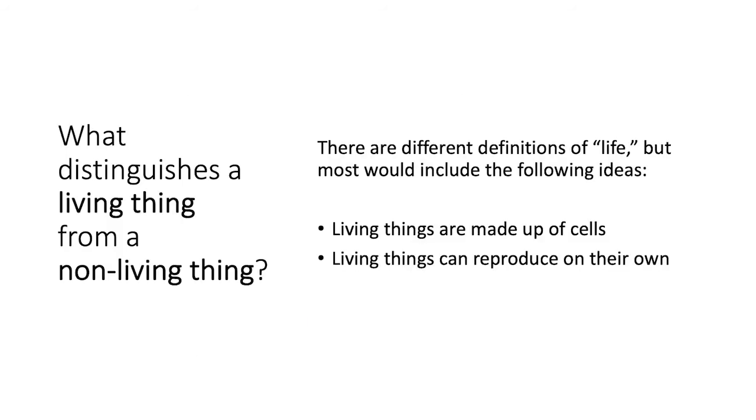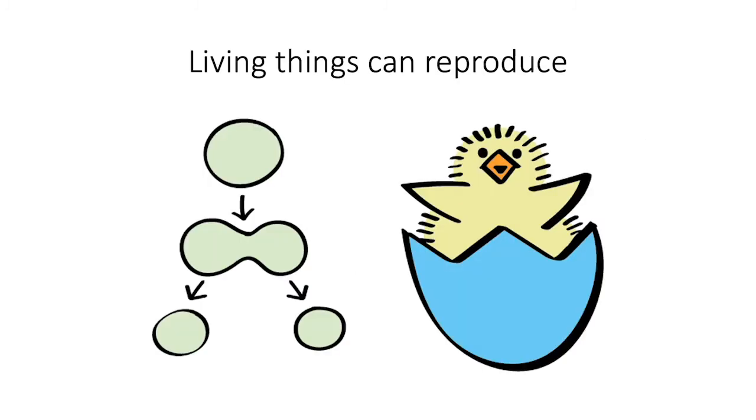And so we said that the second thing that distinguishes living things from non-living things is that living things can reproduce on their own, whereas non-living things cannot. So what do we mean when we talk about reproduction? For a single-celled organism, that means that the cell grows and then splits in half, basically. So that's how it reproduces. When we're talking about a multicellular organism, maybe the male creates sperm and the female creates eggs, and the sperm and the egg fertilize and it creates a chick. So living things can do that, non-living things can't.